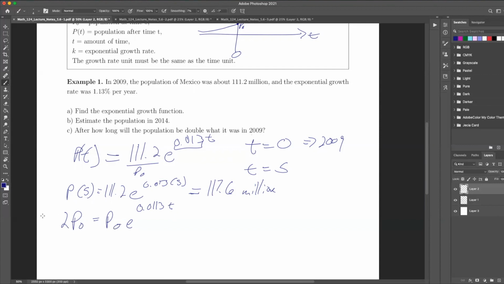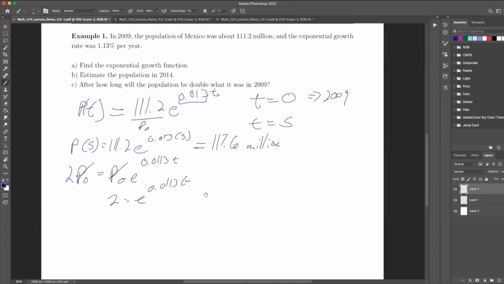I mean, I could write in 222.4 million, just double this. But notice here, this cancels and I just have 2 equals e to the 0.0113t. So this always ends up being true. And I'll show you that in a second.